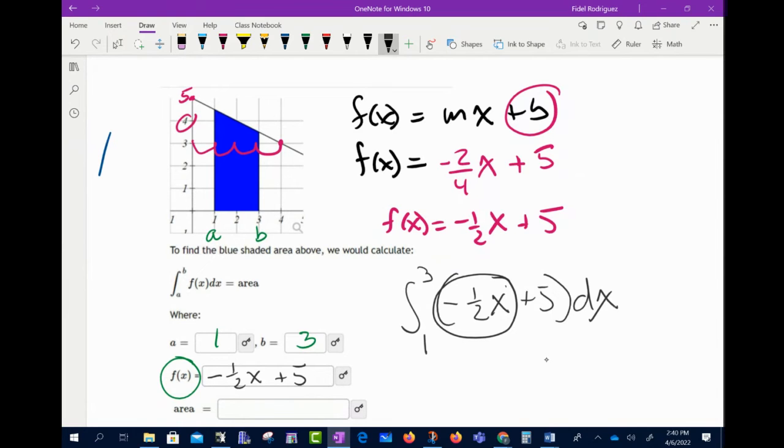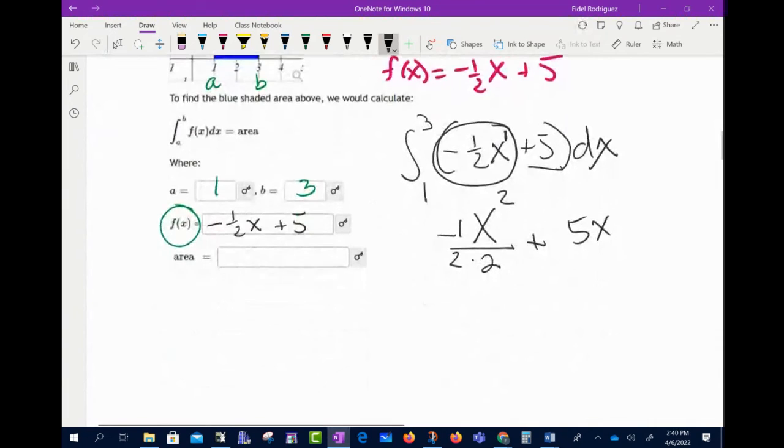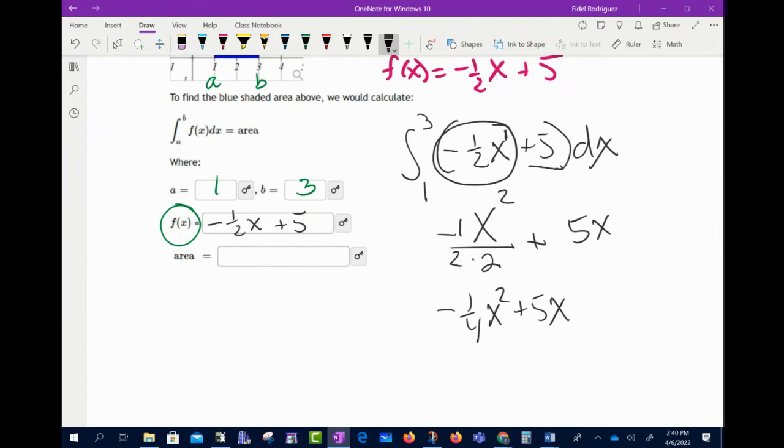Let's see. What's the power of my x right now? It's a 1. So do you agree it's going to become a 2? And then we're going to have to divide that number by 2. But look what number I already have in front. I already have a 1/2, don't I? Plus, what's the integral of 5? 5x. That one we know. So isn't this going to give me negative 1 over 4 x squared plus 5x?